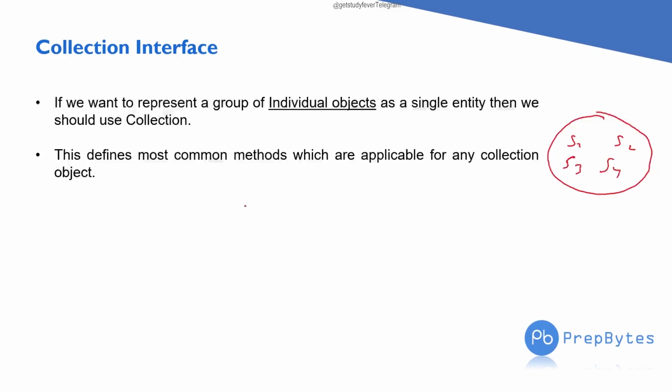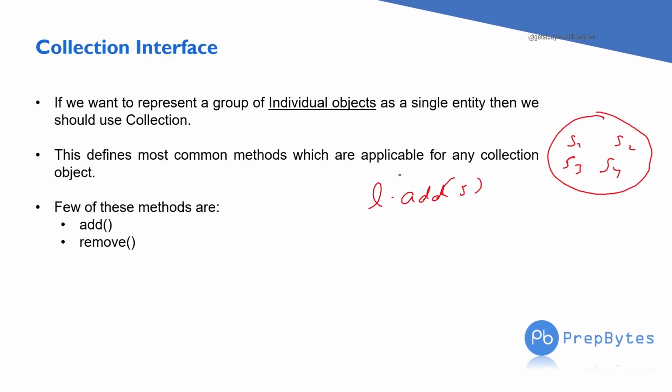The next point is that this defines the most common methods which are applicable for any collection object. In the collection interface we have these methods that are not implemented but only defined. They are implemented by the classes that implement the collection interface. All the methods defined here are the most common methods used by any collection object. A few of these methods are add. If you want to add, suppose, 5 here, we simply use the add method on our reference variable, for example l.add(5), and it will add 5 here. The next method is remove. If you want to remove, suppose, 3 from here, then we will use the remove method.